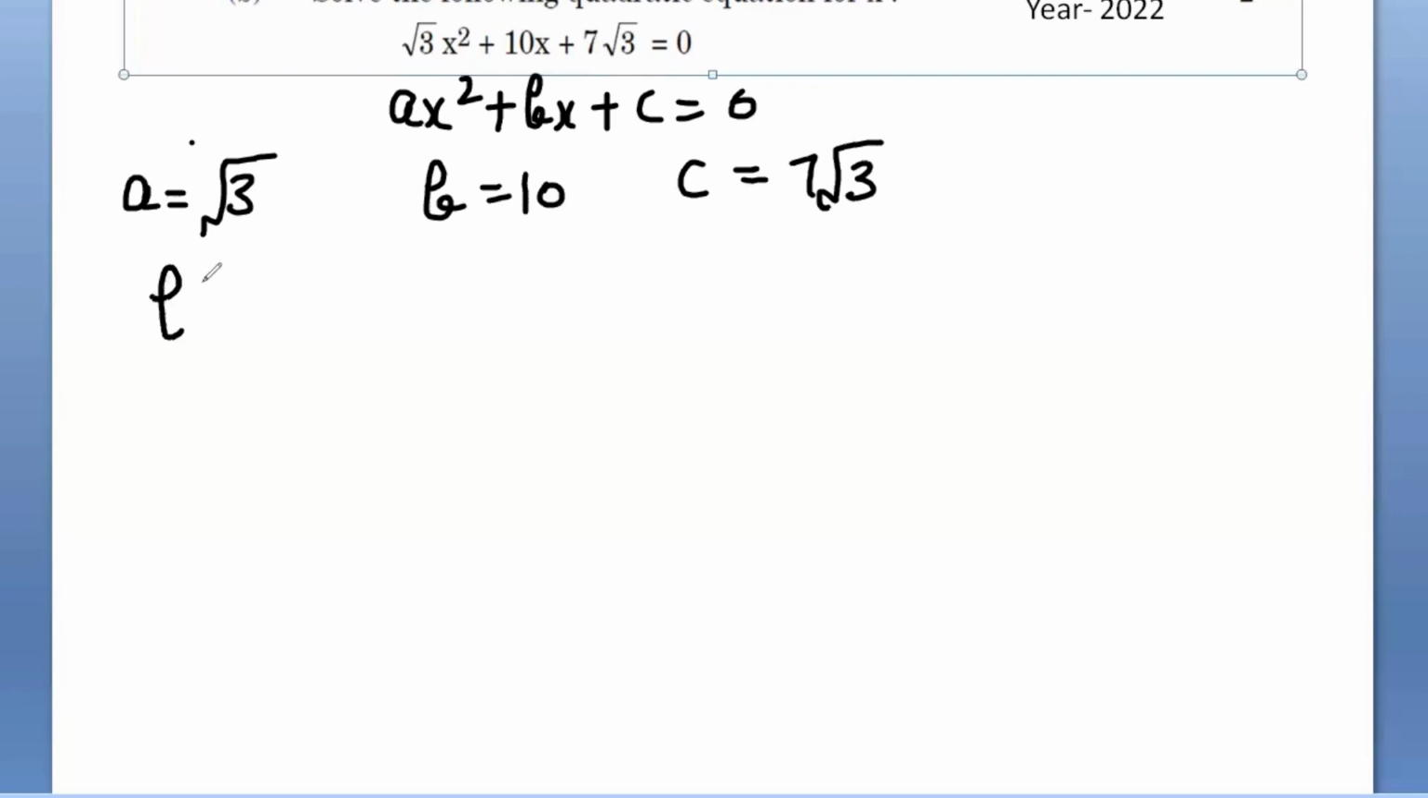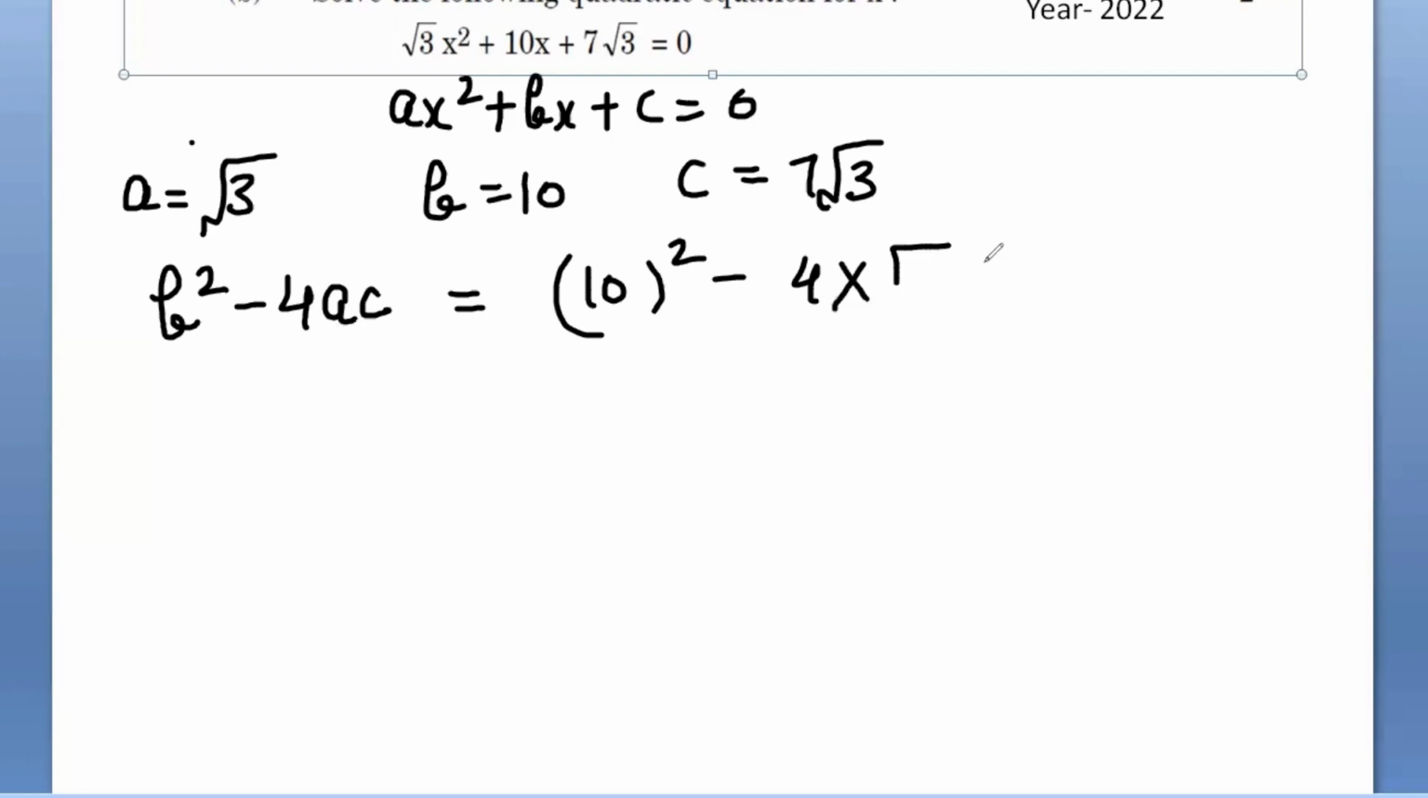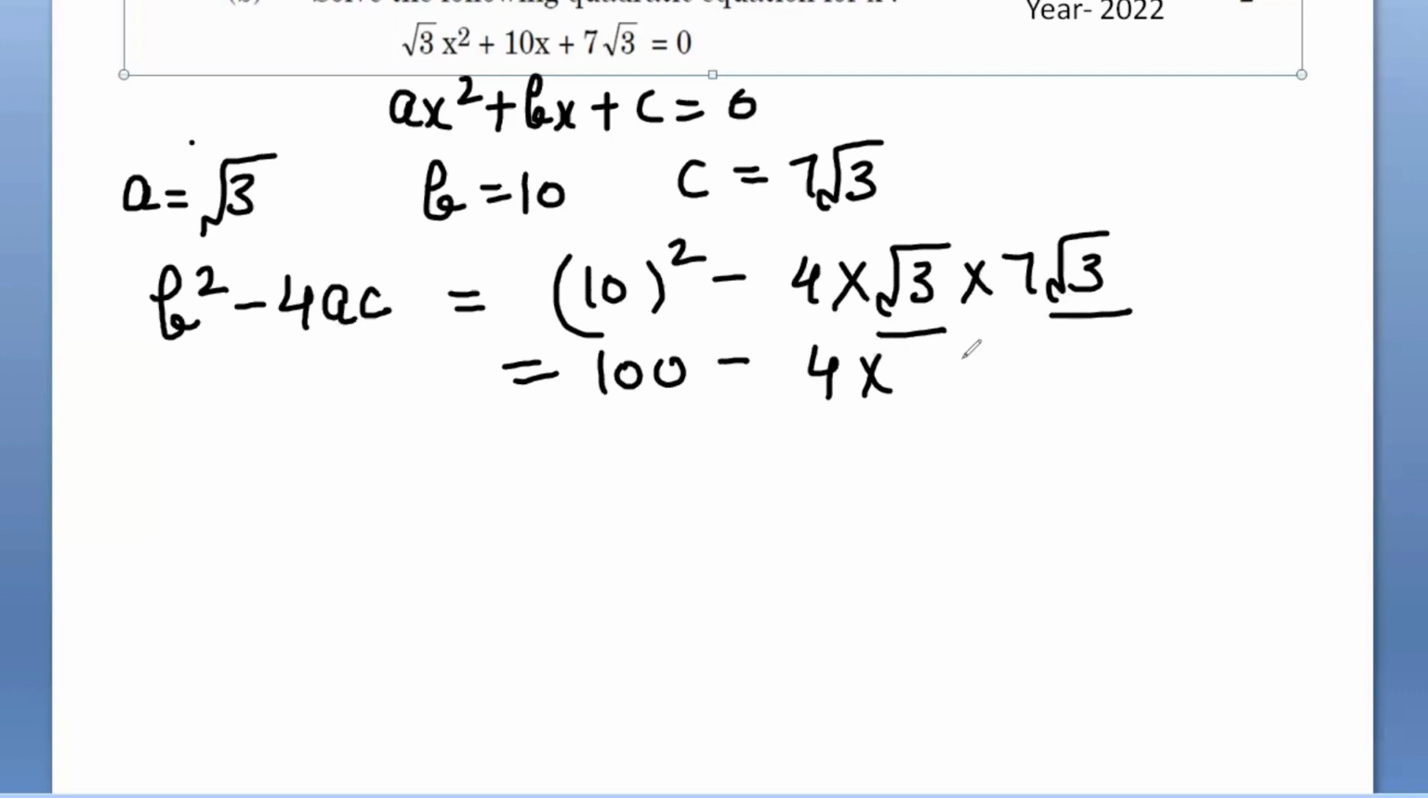Definitely right. So we have to find out b square minus 4ac, which is equal to b square means 10 square minus 4 into root 3 into 7 root 3. So we'll get here 100 minus 4 root 3, when we multiply, we'll get 3 into 7, which is equal to 100 minus 4 3s are 12, 12 7s are 84. So we'll get here equal to 16.